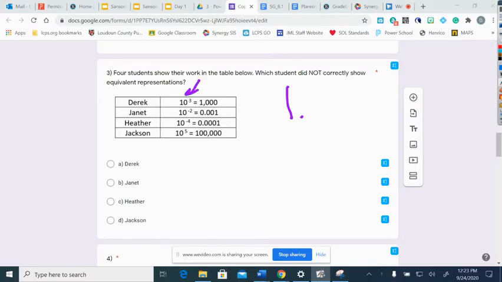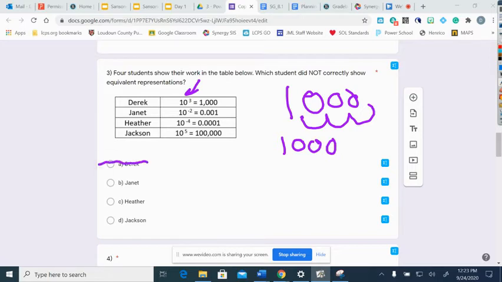So Derek has 10 to the third power. Because that's a positive 3, that means we're going to move the decimal 3 places to the right. 1, 2, 3. And we did that. And if I moved that, I just got 1,000. That's exactly what Derek had. So Derek did it correctly. We will not pick him.